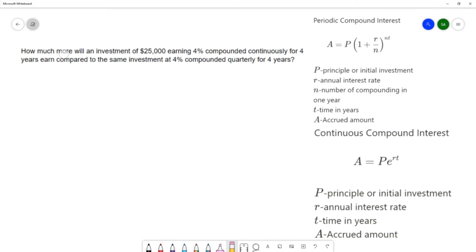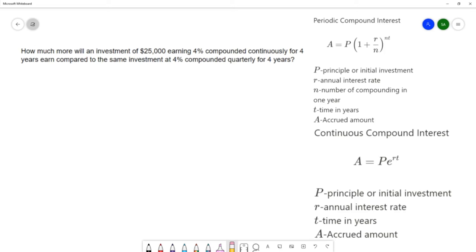How much more will an investment of $25,000 earning 4% compounded continuously for 4 years earn compared to the same investment at 4% compounded quarterly for 4 years? So we want to compare these investments, but not only compare them, we want to see how much more an investment compounded continuously will make. So that means that we're going to do the difference of our two answers once we get them.